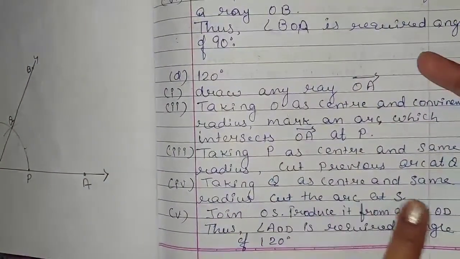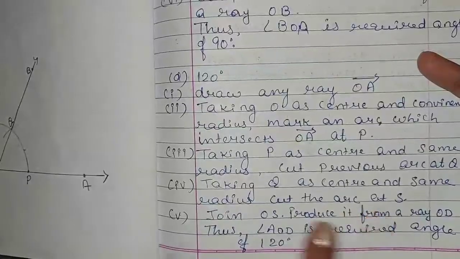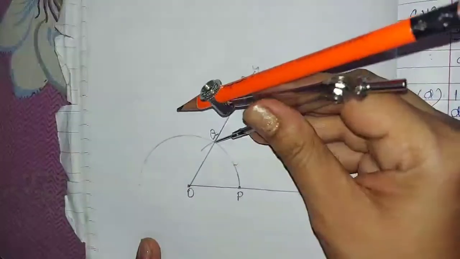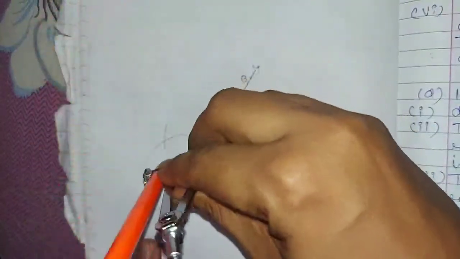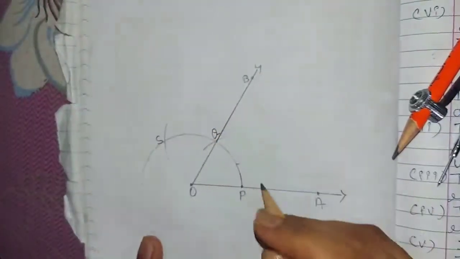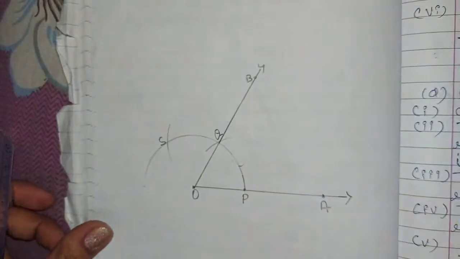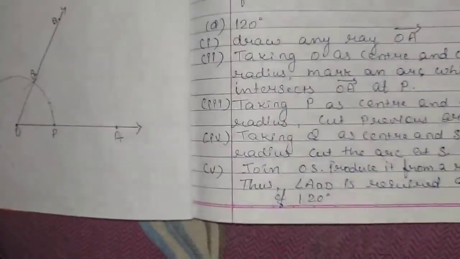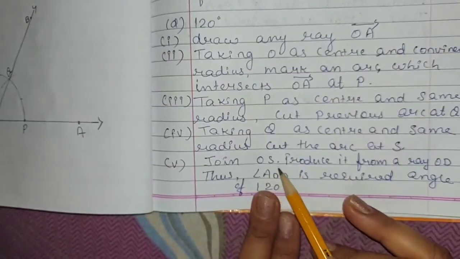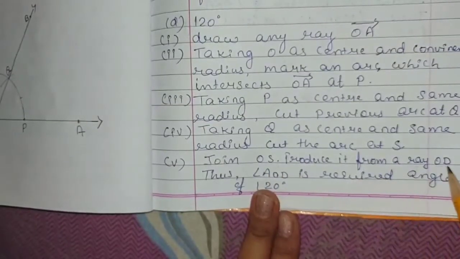Taking Q as center and same radius, cut the arc at S. Now students, here with the same opening of the compass with Q as a center, we will cut one more arc. We have to label this arc as S. Then let us see last step. Join OS, produce it from a ray OD.